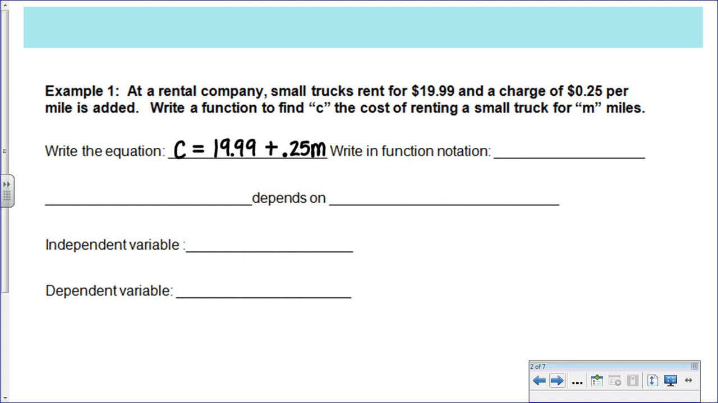To write this in function notation, we'll simply replace the C with C of M, which means the cost of M miles is $19.99 plus 0.25 M.